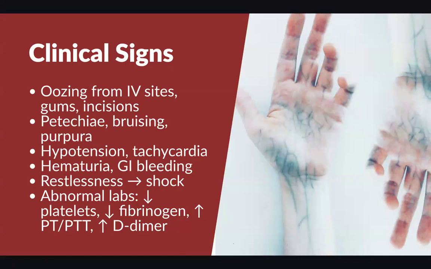Some clinical signs: you'll see oozing from IV sites, the gums, and any incisions. You may also see petechiae, low fibrinogen. They may have a prolonged PT/INR, a prolonged PTT, or an elevated D-dimer.